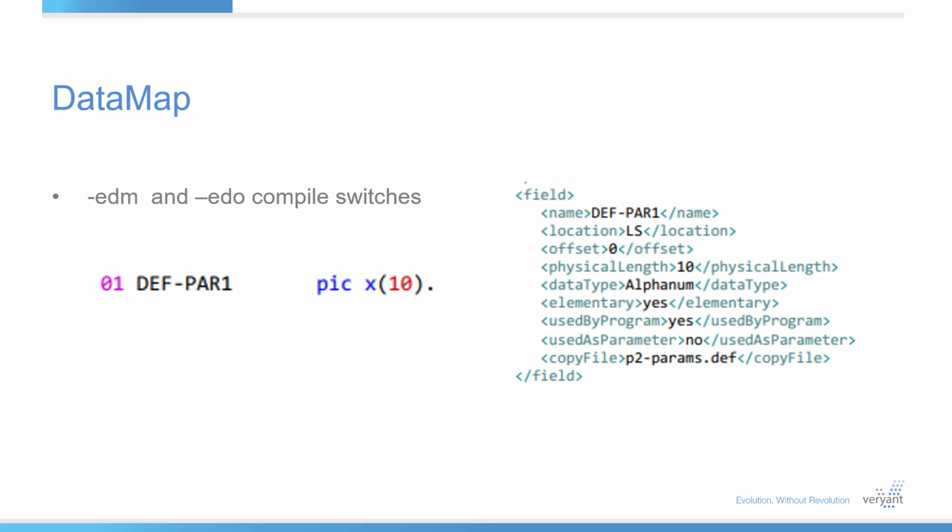A new compiler switch -edm will create an XML file with the application's data map. Everything in the data division will be included. We added this for our customers who wanted to use external analysis tools, or for the customers that want to import the XML to a relational database. The accompanying switch -edo can be used to specify the location of the data map output file.